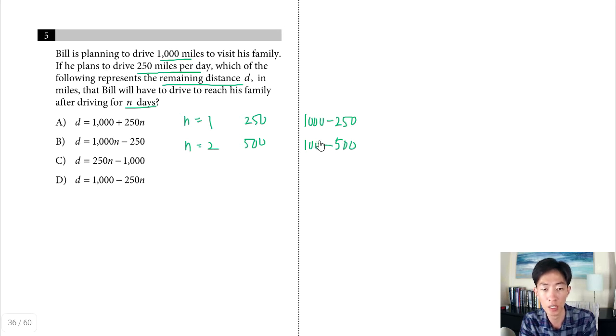And then we're subtracting it from 1,000. So that means choice D is the answer. Given that this was number 5, you might have just been able to look at it and realize that D was the answer. But in more complicated problems, it always pays to plug in some easy numbers so you can see what's going on. Question 6.